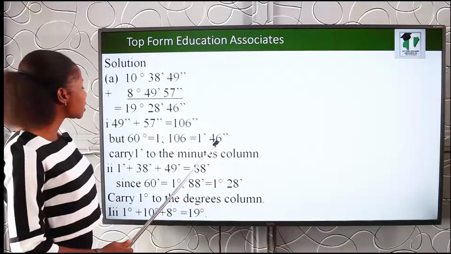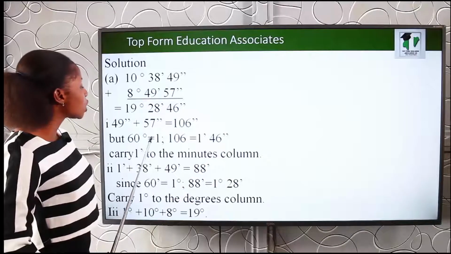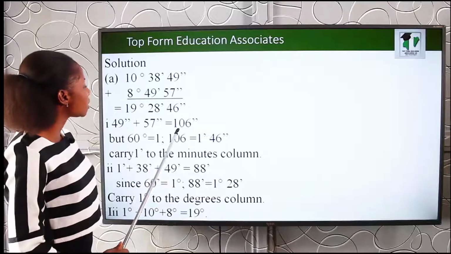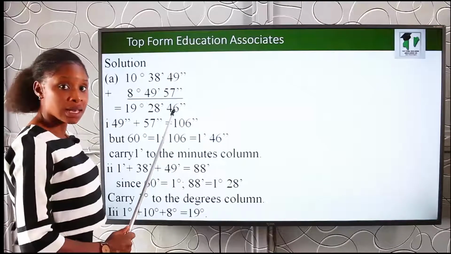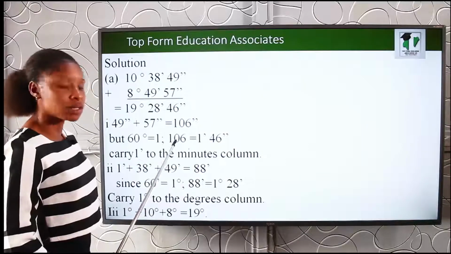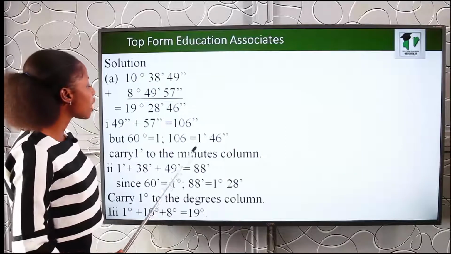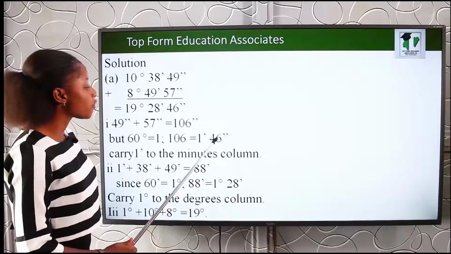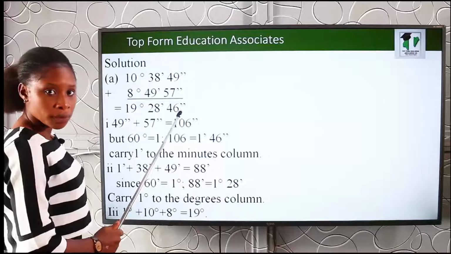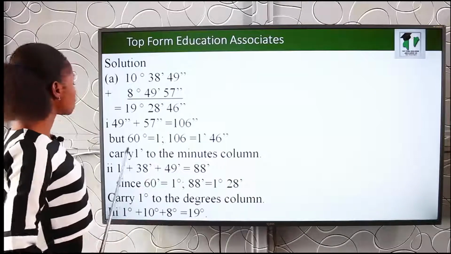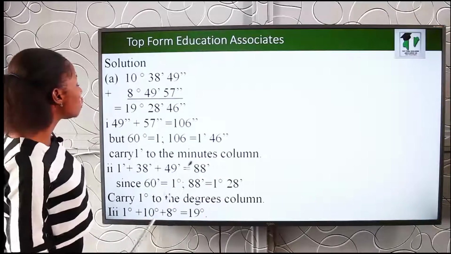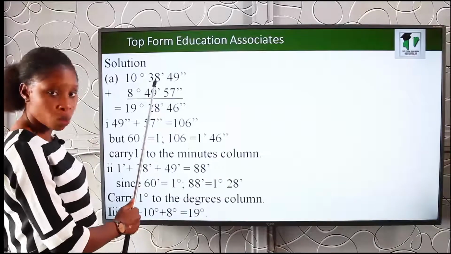Remember I said 60 seconds is equal to 1 minute. So we can't write 106 here. Instead, we subtract 60 from 106. So we have 46. Therefore, we have 1 minute 46 seconds. Hence our 46 here. Do we understand? Now, this 1 minute left behind, we're going to move it to the minutes column.